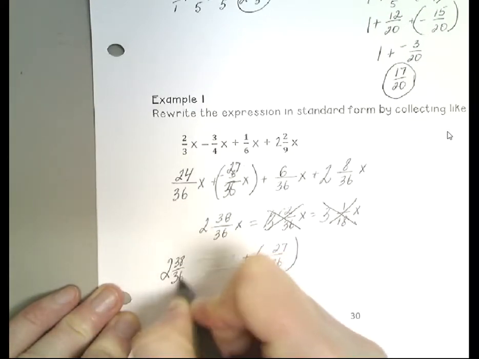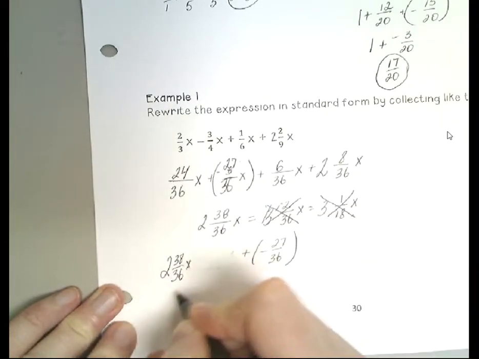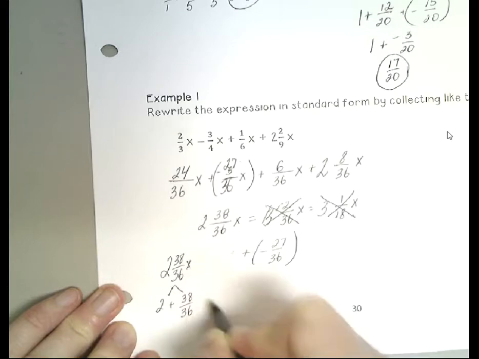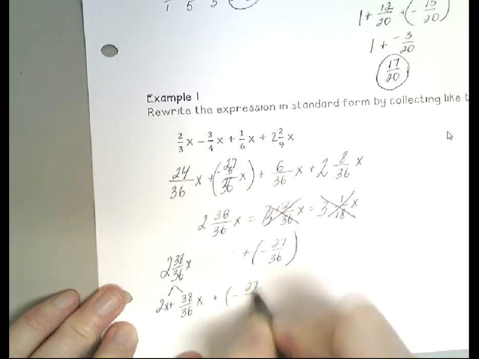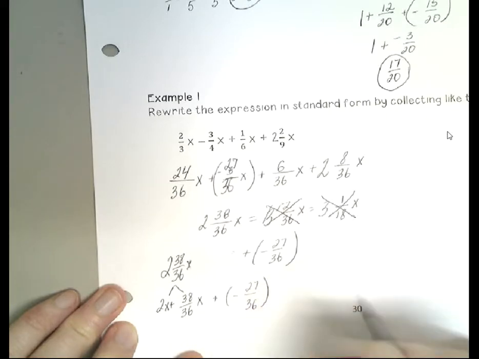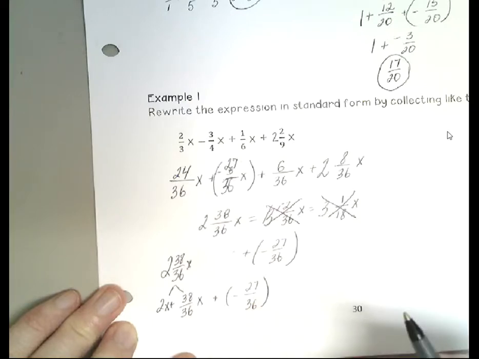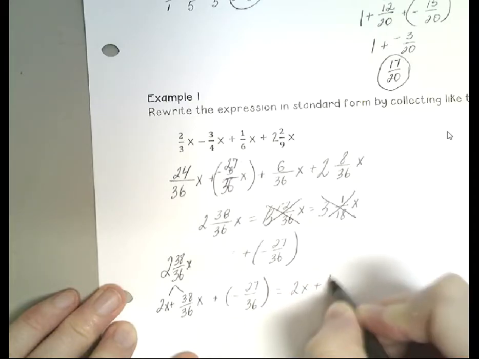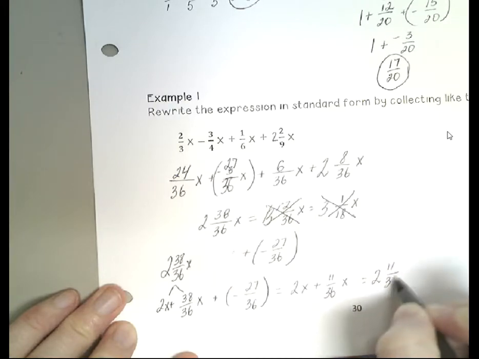Okay, so 2 and 38 36x I can change into 2 plus 38 over 36x, or 2x plus 38 36x. They both have x's. And then I'm adding negative 27 36. Here I have positive 38 and negative 27, so I will have to subtract them. I will get 11 36. So I will have 2x plus 11 36x equals 2 and 11 36x.